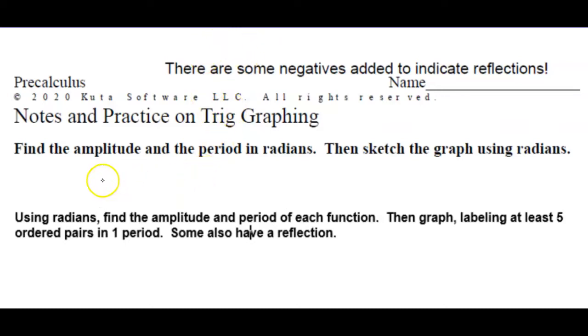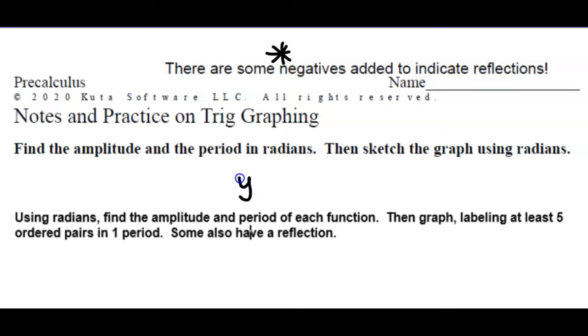odds on the practice. So it says find the amplitude and period in radians, then sketch using radians. It does expect you to label at least 5 ordered pairs in one period. Some also have a reflection because I added negatives to some of the problems. So it's a little hard to see, but make sure you're doing them as reflections. And one more reminder to find the quarter points.